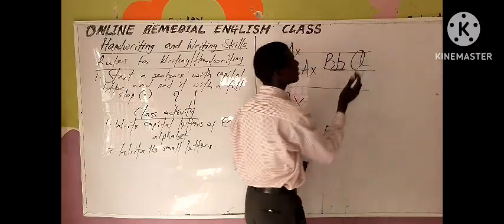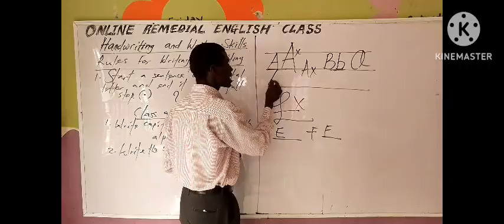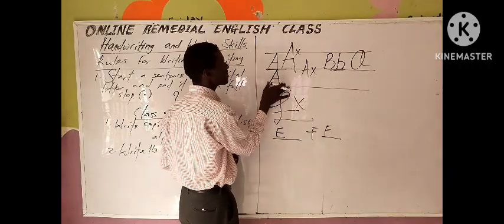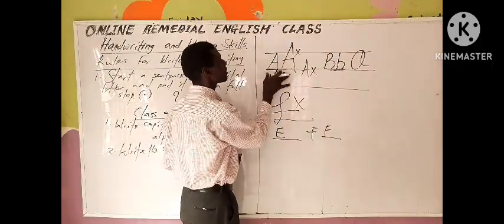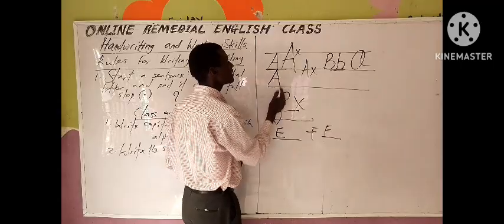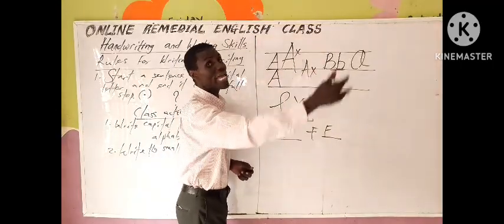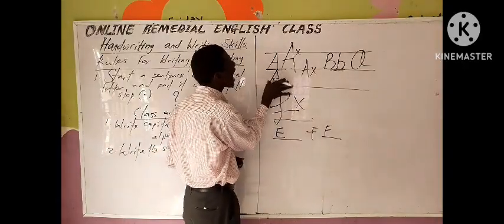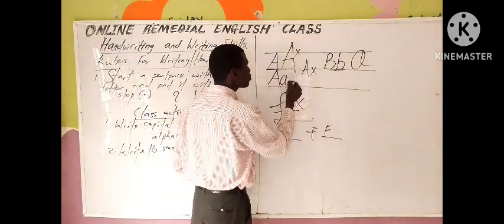I say this is small letter, it's big. So ensure that if capital letter A is as big as this, it stays within the lines, not above, not leaving the line, not going below it. Then ensure that your small letter, the same thing applies to every other letter, is half the size of the capital. Something like this we do.